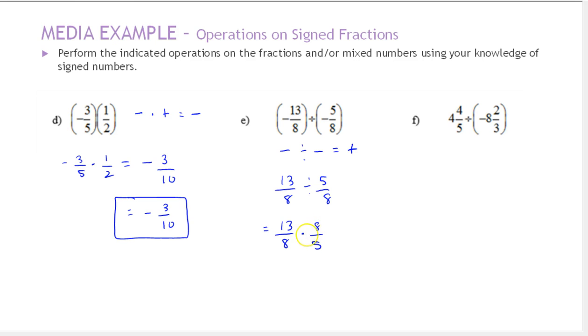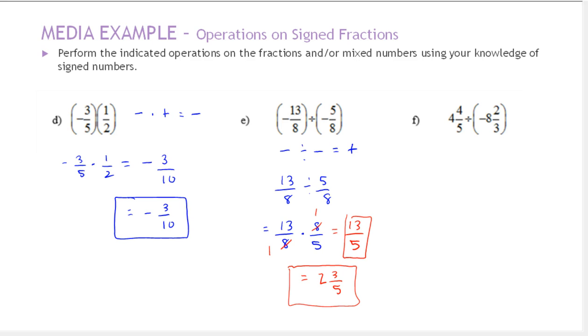Here we have a common factor of 8 in the numerator product and the denominator product. So both 8s cancel to 1, since 8 divided by 8 is 1. 13 times 1 is 13 over 5. And we'll write that as a mixed number as well. So 5 goes into 13 2 times with a remainder of 3. So our result is positive 13/5, or equivalently, the mixed number 2 3/5.